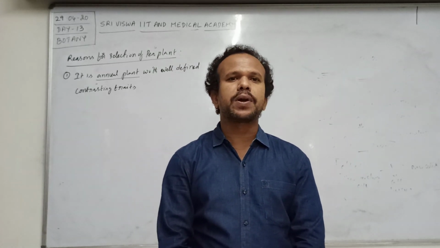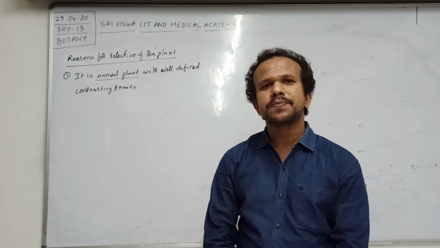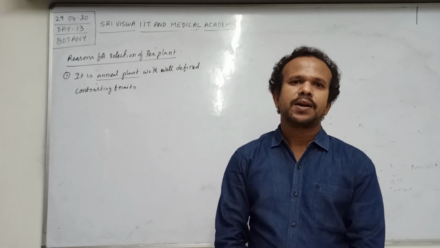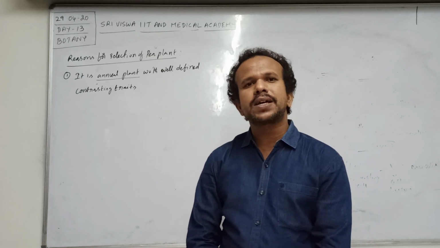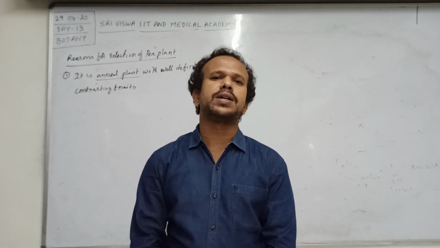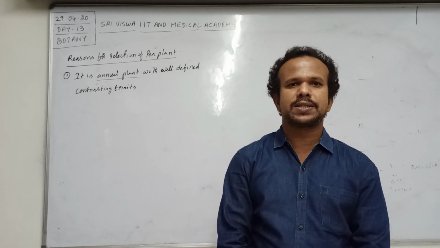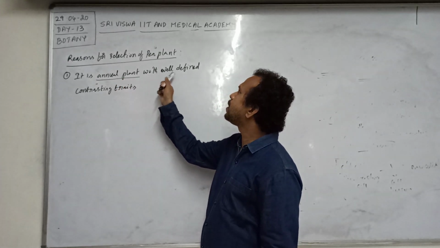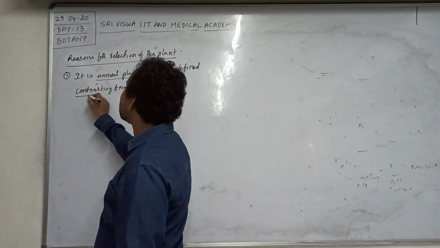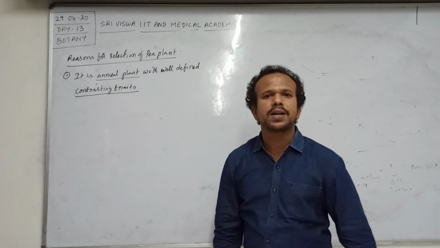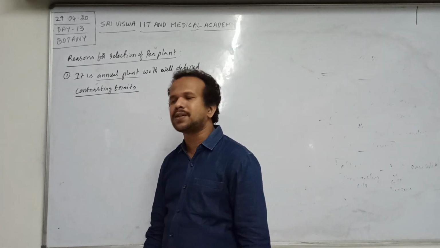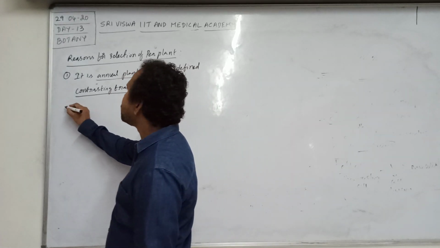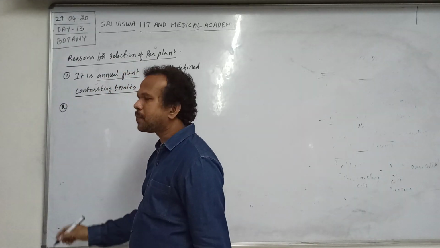Based on the lifespan, plants are mainly 3 types: annuals, biennials and perennials. Annuals can complete their life cycle within 1 year, biennials 2 years, perennials more than 2 years. Basically, this pea plant diagram is an example for annual plant with well-defined contrasting traits. Several observable contrasting characters are seen in case of the pea plant. Garden pea, edible pea.